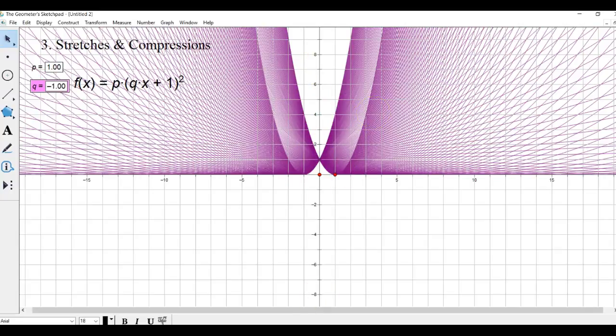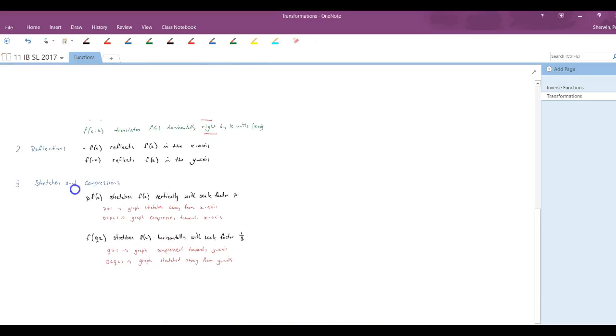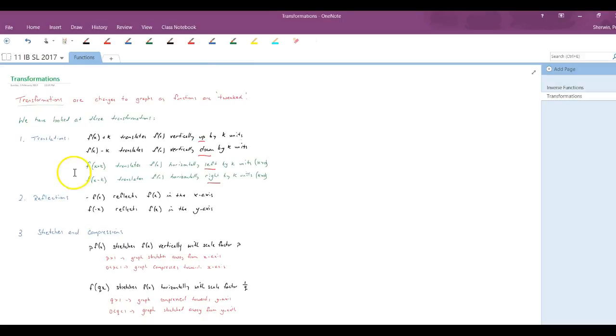So all these notes are summarized right here. They're all the notes there. So if you want to pause the screen there, get these notes down, because they summarize those 3 transformations that we've just discussed: translations, reflections, and then the stretches and compressions.